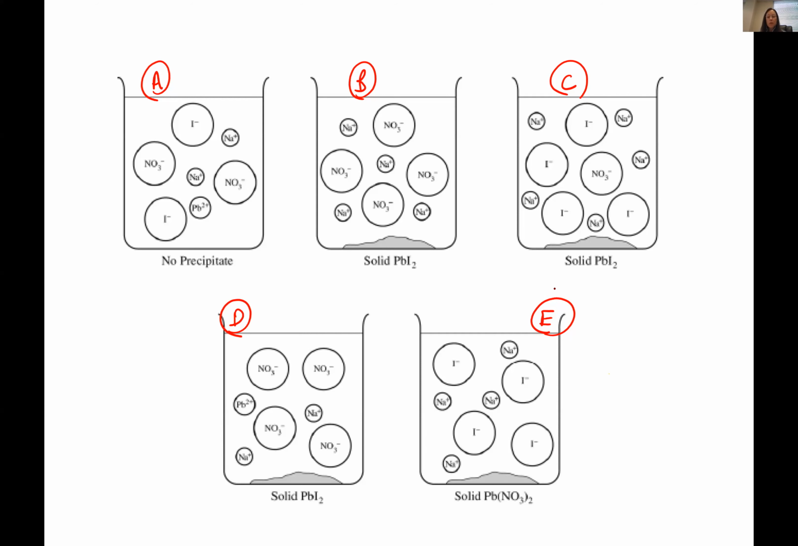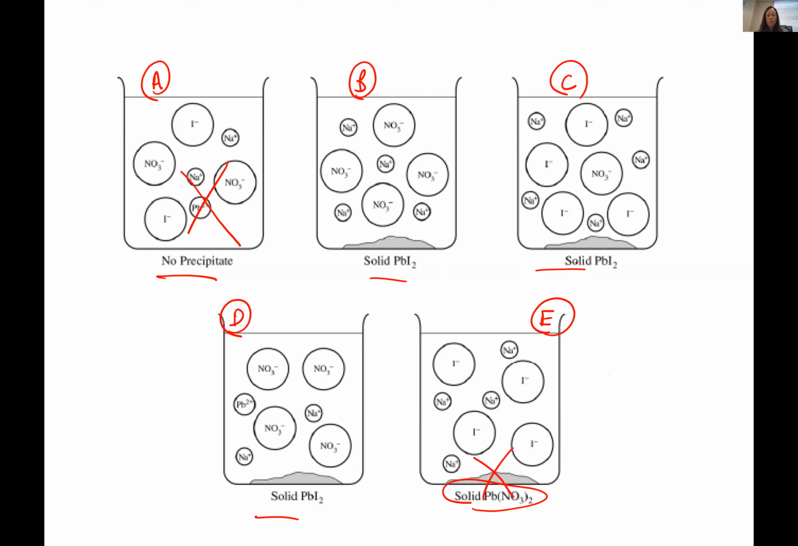So how do we figure that out? So let's see what we can eliminate right off the bat. We did have a precipitate, so this one has to disappear, all right? That one had no precipitate. This one has solid lead 2 nitrate. All nitrates are soluble, so that one's got to be wrong. So it really narrows it down to just 3 choices. All of these have solid PbI2.